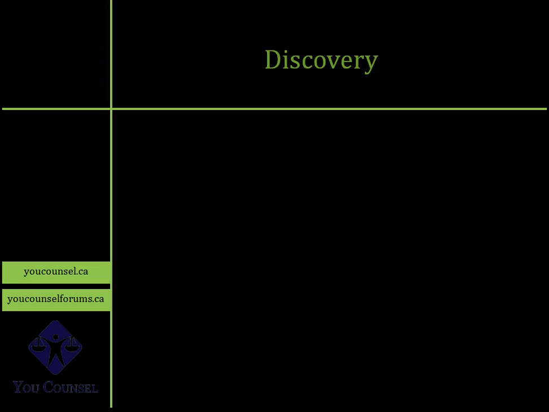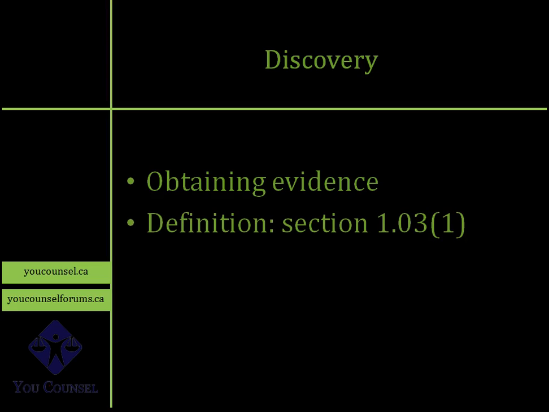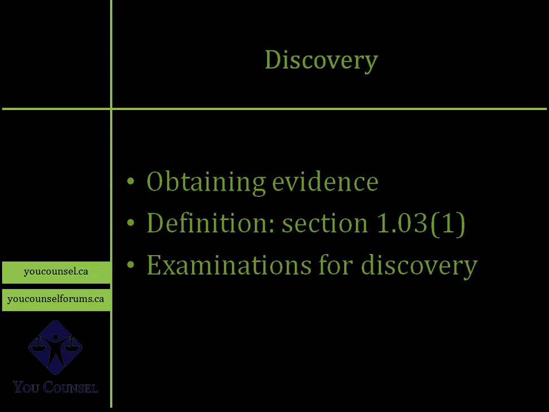The next step is the discovery process. Once the affidavits of documents are exchanged, each party is allowed to see if there is any further evidence that the other side has in its possession, and they do that through the process called discovery. So you are discovering more evidence from the other side. One way it is done is through examinations for discovery, and discovery is defined also in section 1.03 sub 1 of the Rules of Civil Procedure.